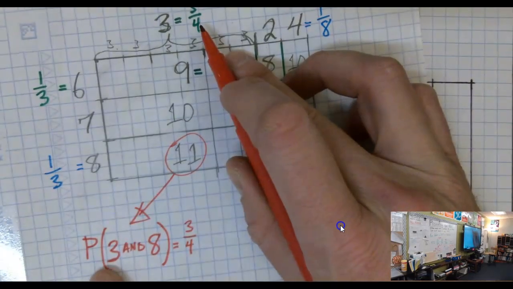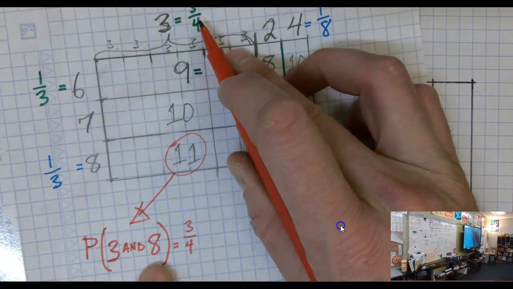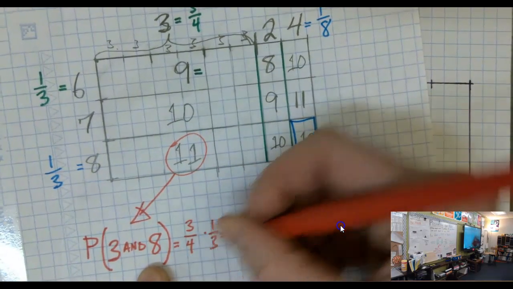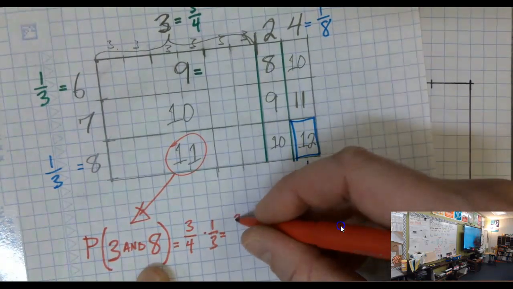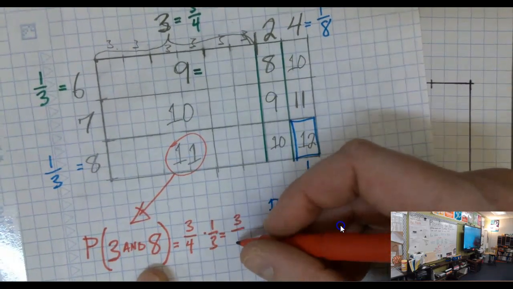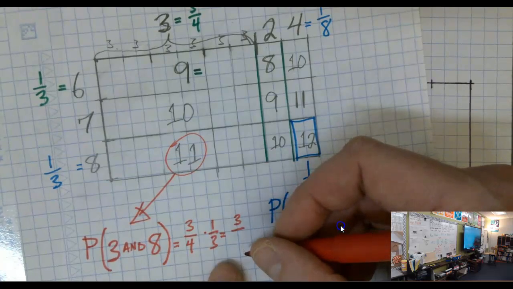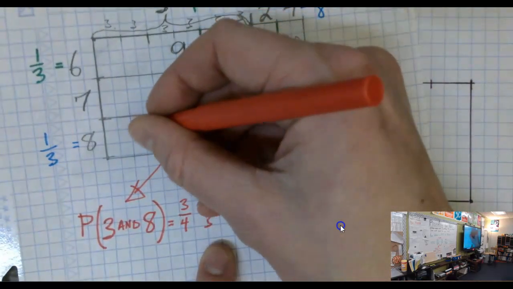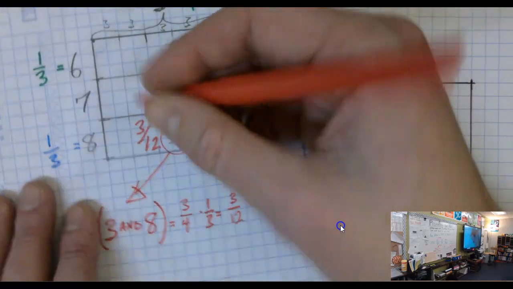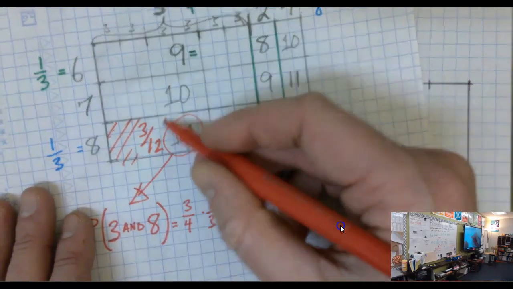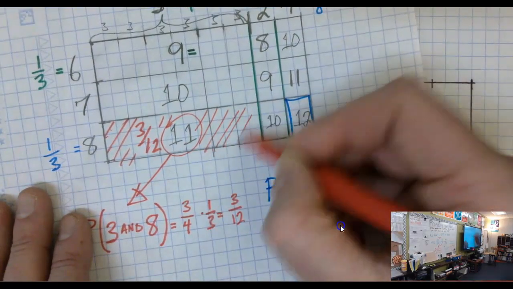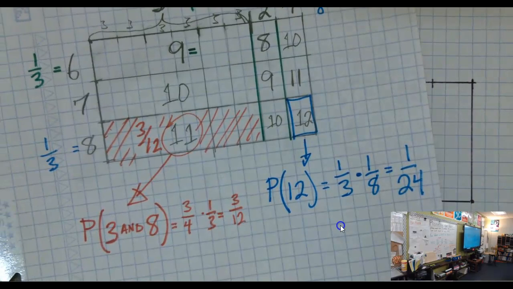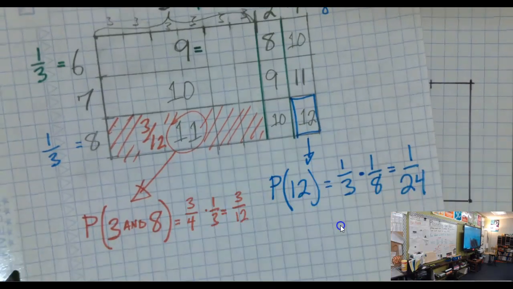So 3/4 for our 3. What was the probability for the 8? 1/3. What's 4 times 3? 3/12. So this spot on the table is 3/12 for that region. Or if we think in 24ths, it would actually be 6/24.